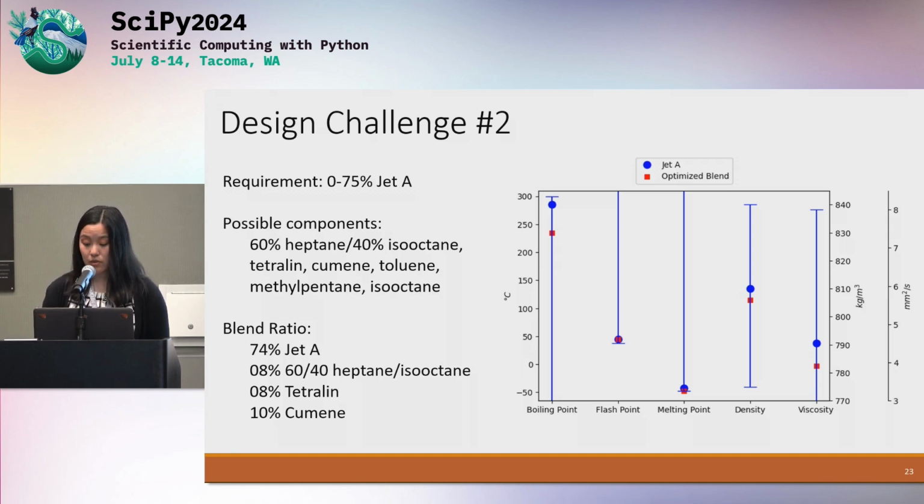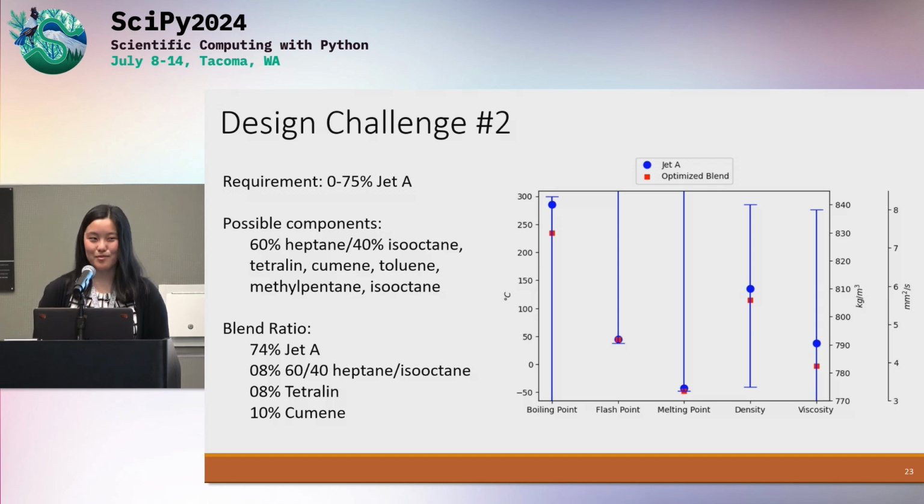So the solution we get with this scenario is 74% Jet A, 8% a 60-40 heptane isooctane mix, 8% tetralin, and 10% cumin. So in this graph, Jet A property values are the blue circles, and the bars are acceptable ranges for the property as given by ASTM. And if a bar extends off the graph, it just means ASTM only provides a one-sided limit. So our optimized blend is the red squares, and you can see that it satisfies our property requirements.